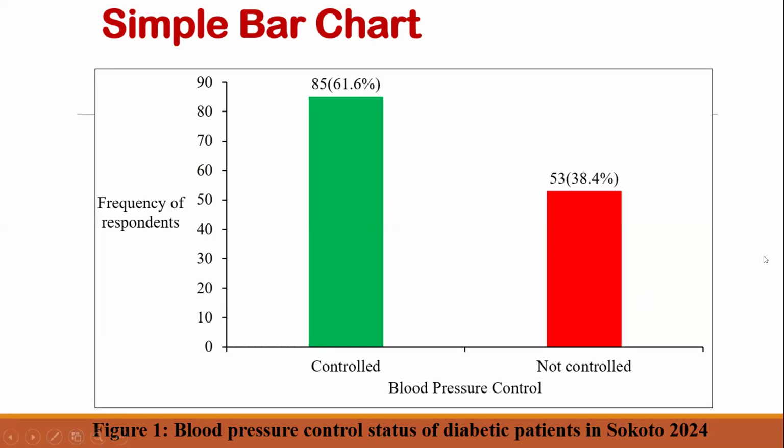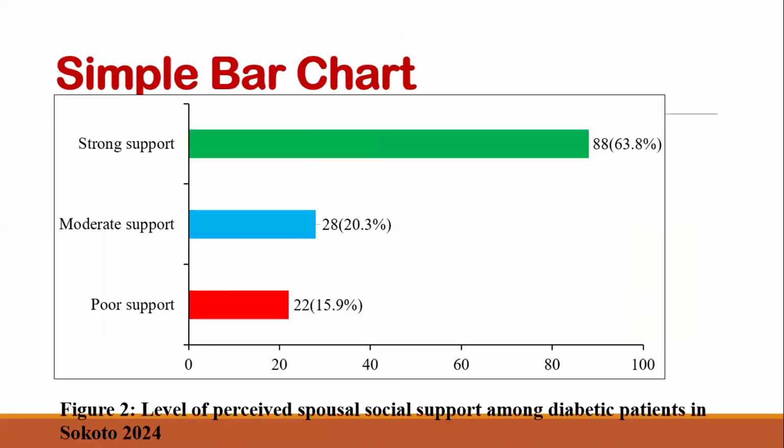Then this is another simple bar chart. Figure 2, level of perceived spousal social support among diabetic patients in Sokoto 2024. You will see different bars. The one, number 1 is strong support, moderate support, and poor support with their frequencies and percentages.